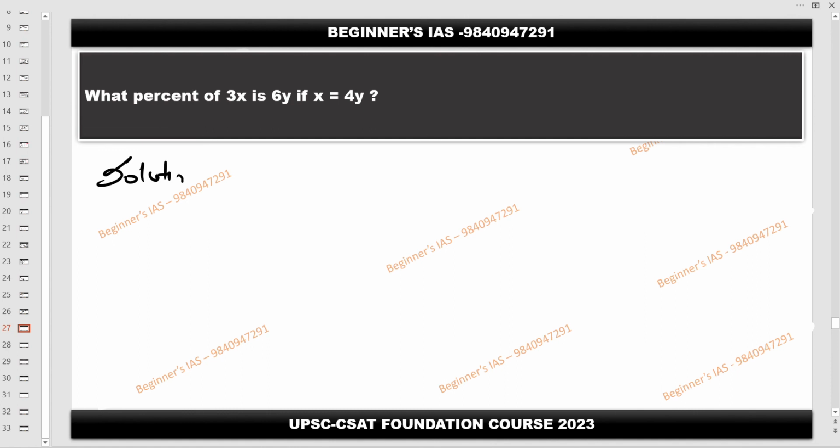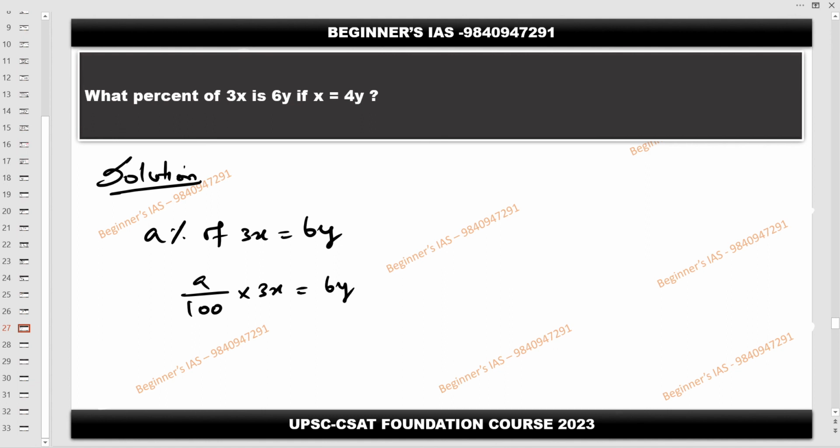So what percentage of 3x is 6y? Let a percent of 3x be equal to 6y. Then a by 100 into 3x is equal to 6y. Cancelling the 3, therefore a is equal to 2y by x into 100.